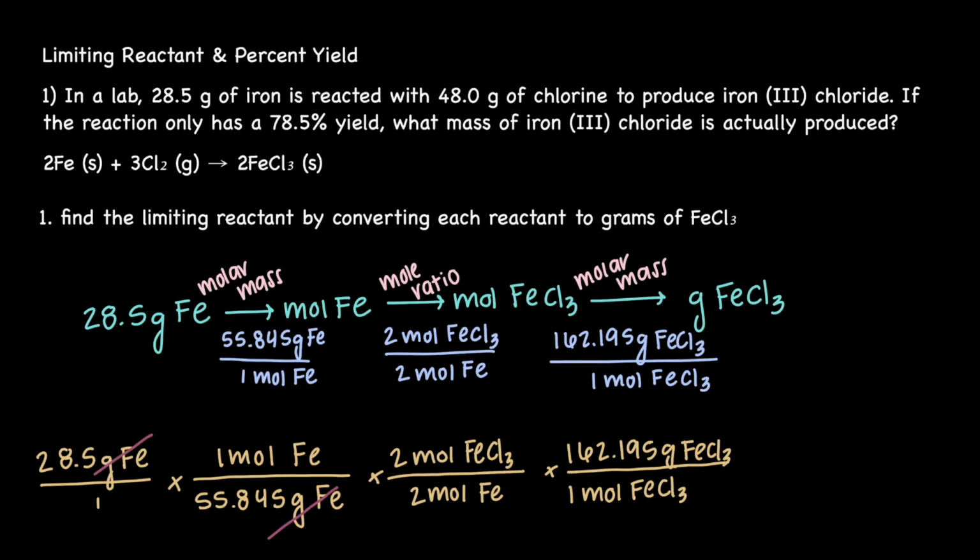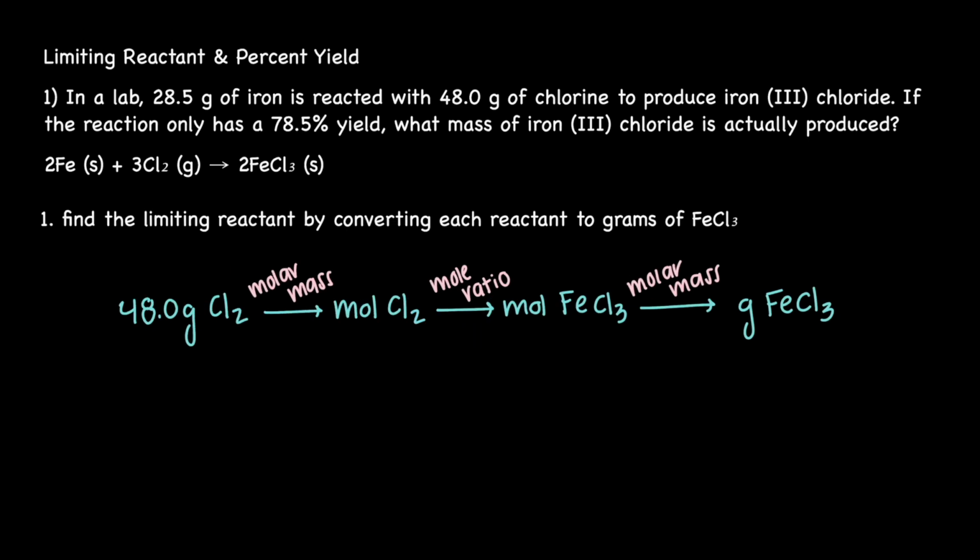Grams of iron cancel out, moles of iron cancel out, and moles of iron 3 chloride cancel out. We are left with grams of iron 3 chloride. Calculating, we get 82.8 grams of iron 3 chloride. This is not our answer yet for the theoretical yield of iron 3 chloride. We have to compare this number to how much can be made from grams of chlorine. The smaller amount of iron 3 chloride will be the theoretical yield for iron 3 chloride.